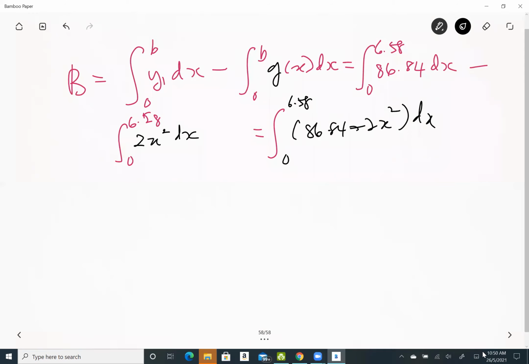Okay, so that will be equal to 86.84x minus 2x cubed over 3, evaluated from 0 to 6.58. Okay, you get the value, that will be the area B.